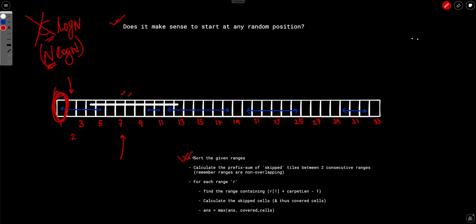Sort the ranges and then calculate the prefix sum. Remember that they are non-overlapping, so while calculating the prefix sum of the skipped part, you will not encounter any issues. Now for each range R, you will find the ending range containing the end of the carpet. Remember, we don't have to find the starting range because we will start with the starting point of every range, so the starting range we already know. Now we find the number of skipped cells, and we just take the maximum over all possible covered cells. So hope the solution is clear.